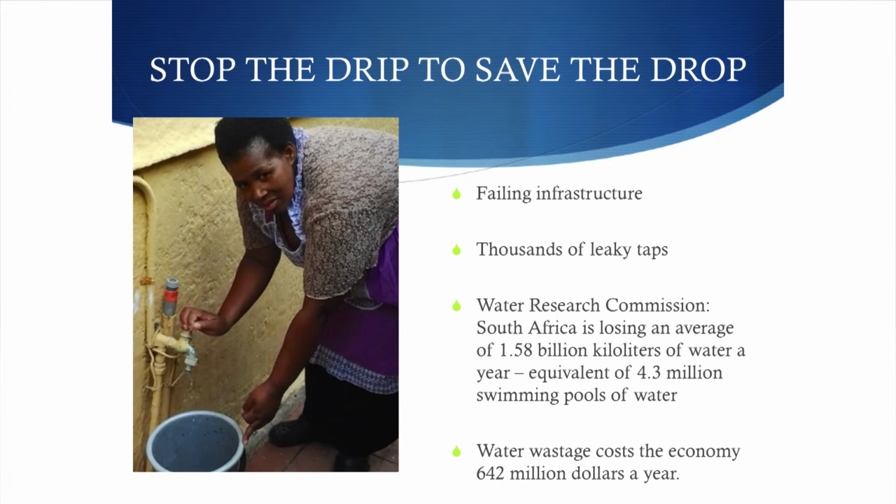Now, 20 years later, they're seeing the effects of this choice, and their infrastructure is failing. Thousands of leaky taps, that's one of them, all over South Africa. The Water Research Commission estimated that South Africa is losing an equivalent of 4.3 million swimming pools of water every year, and it costs them $642 million a year. So they're approaching physical water scarcity where their demand is greater than their supply, but they're losing so much. They have the water, but there's all these failing water pipes.